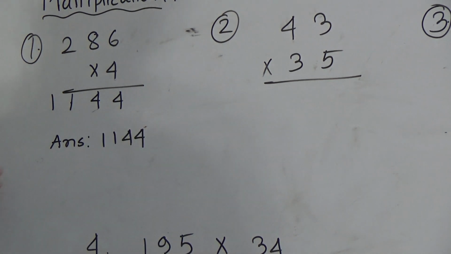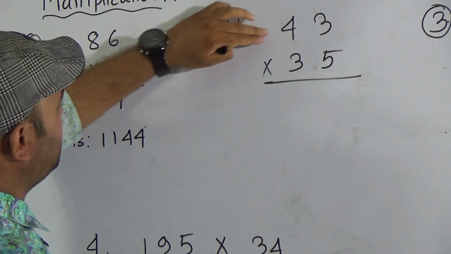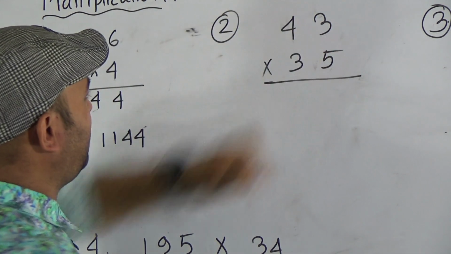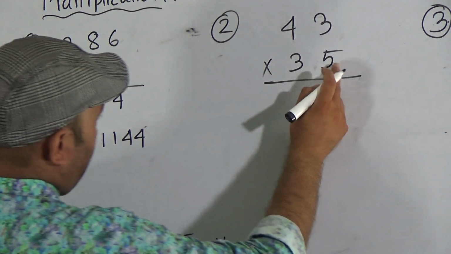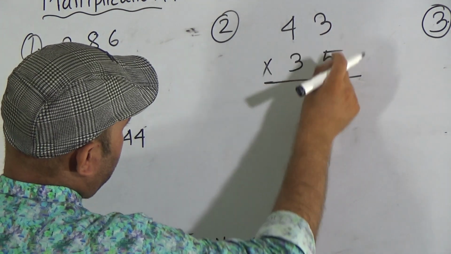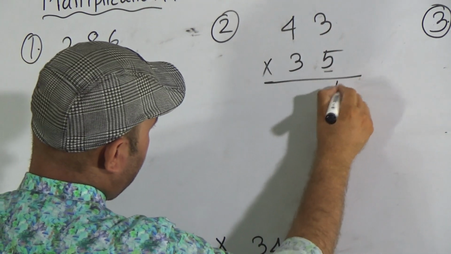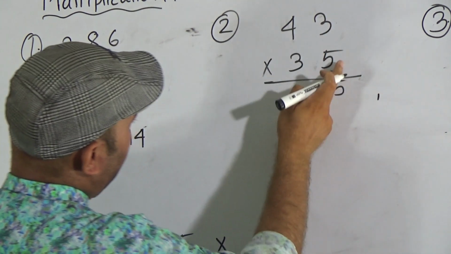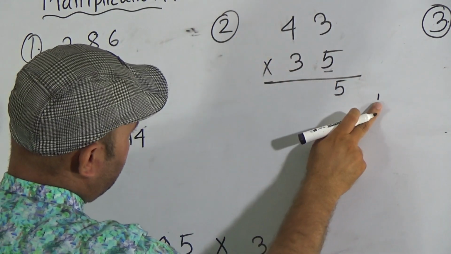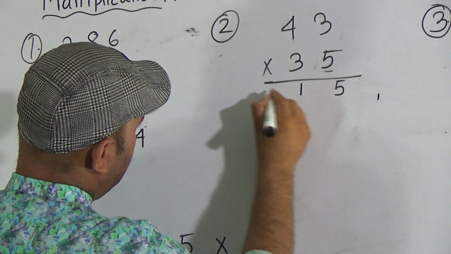My dear students, hope you understood this one. Now look here is question number 2, 43 multiplied by 35. First of all, you have to multiply 43 by 5. 5 3s are 15, you carry 1. 5 4s are 20 plus 1, it will be 21.